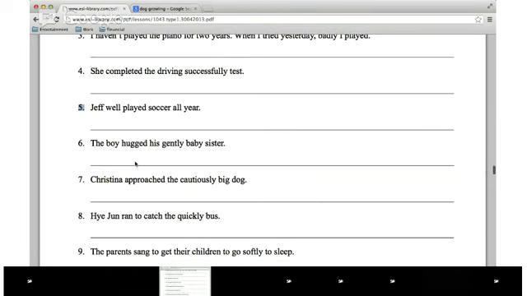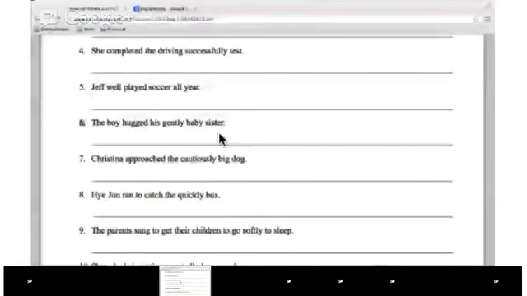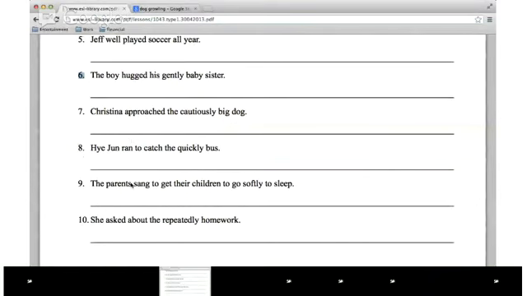Okay, nice job. All right, number 6. This is for Jane. The boy hugged his baby sister gently. Good. Yeah, the boy hugged his baby sister gently. Okay, or the boy gently hugged his baby sister. Okay, but it could not go after. We could not say the boy hugged gently his baby sister. Okay, it would be in front or after the direct object.